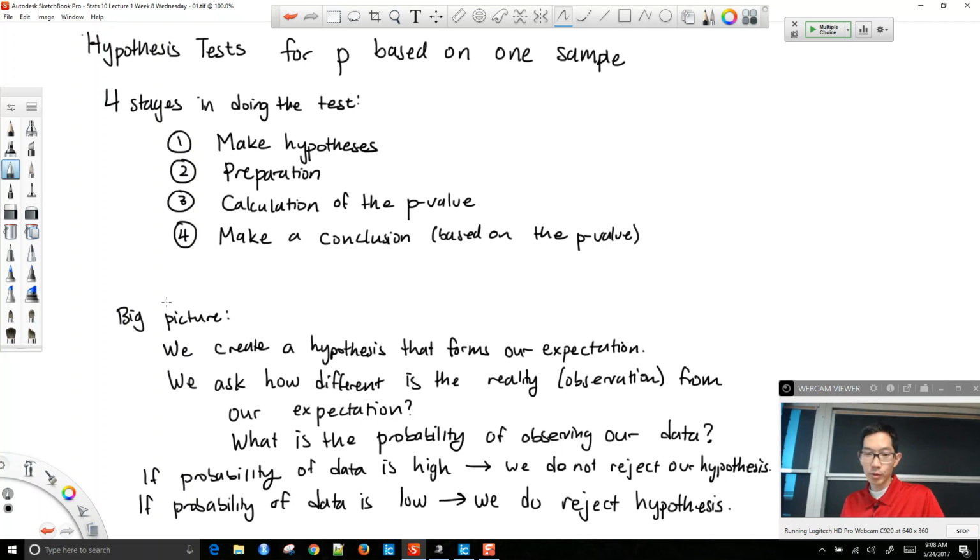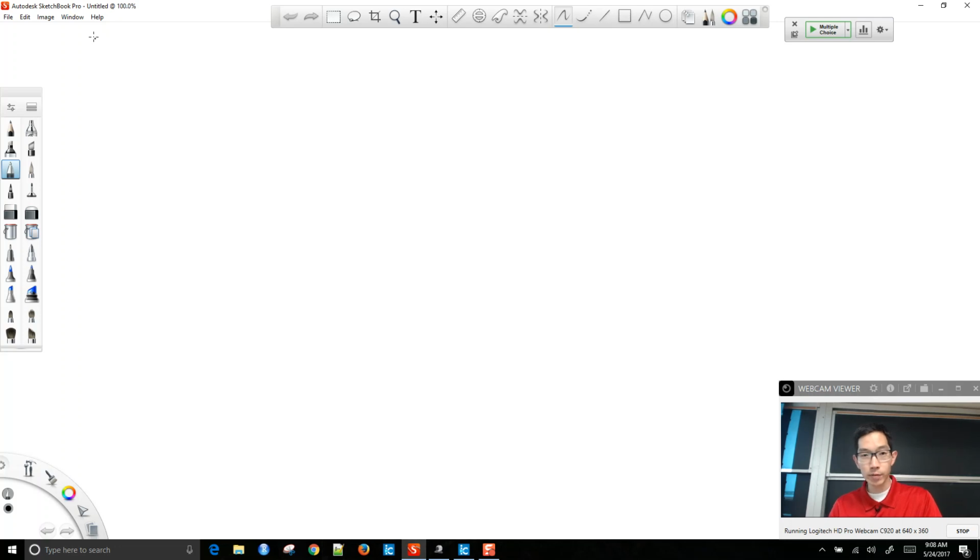So try not to lose sight of the big picture as we go through each of these steps. Because sometimes when we get focused on the steps that we're doing, which is important, we got to learn these steps in order to do the test, it's easy to lose sight of the big picture idea. The big picture idea is we want to know, is the probability of our data high or low if we're making this assumption to form our expectation. Okay, so let's start off with part 1, the hypotheses.